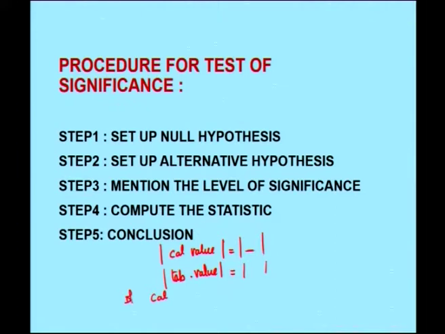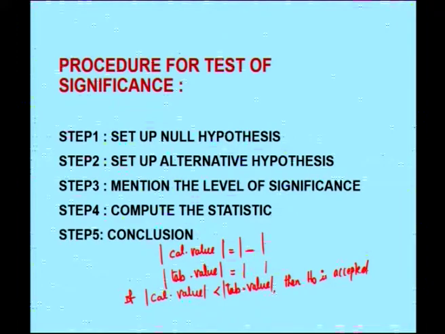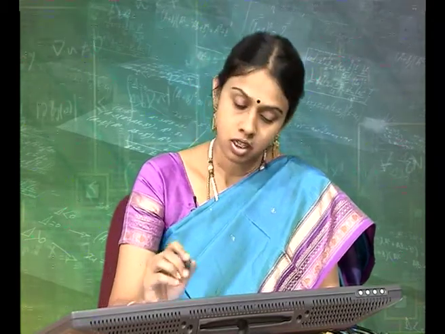If the calculated value is less than your tabulated value, then H naught is accepted. H naught is accepted means in step 1 you have set up H naught. That H naught statement should be written as the ultimate conclusion or the inference about the case. So, that is the conclusion.